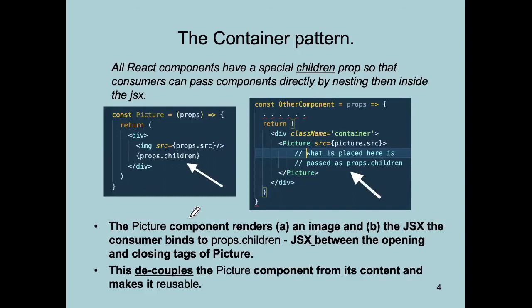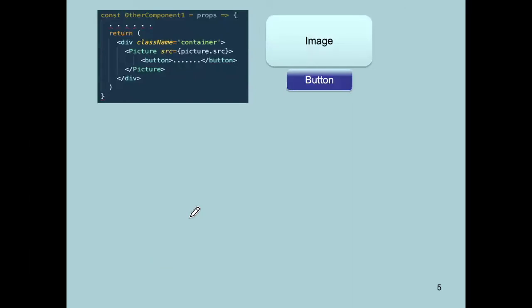And to take that further, what we're actually achieving here is decoupling the picture component from its contents, and the content that the picture component renders onto the screen, or some of it anyway, is actually controlled by the consumer. Hence, our picture is reusable. So I might use my picture component like this.